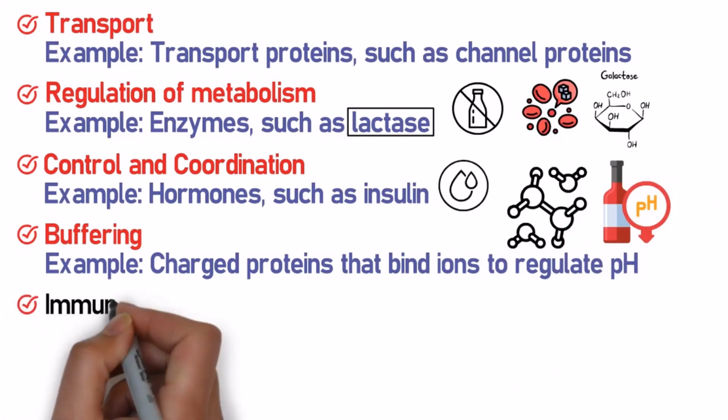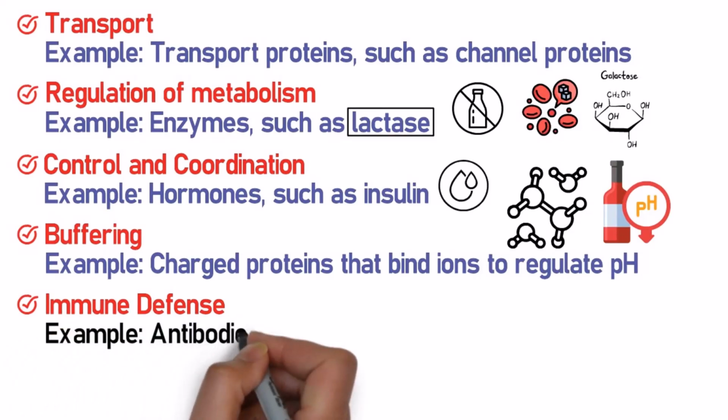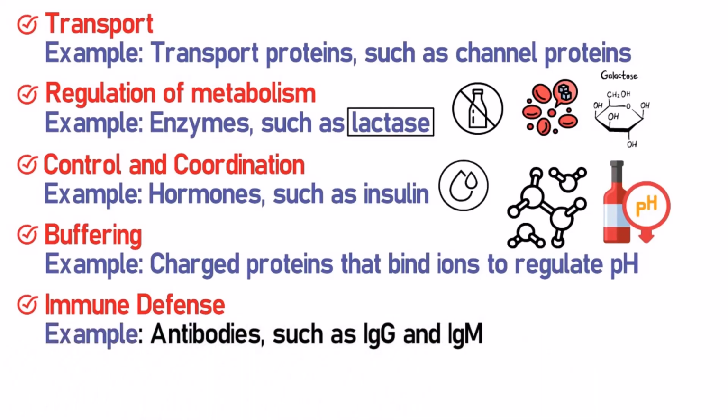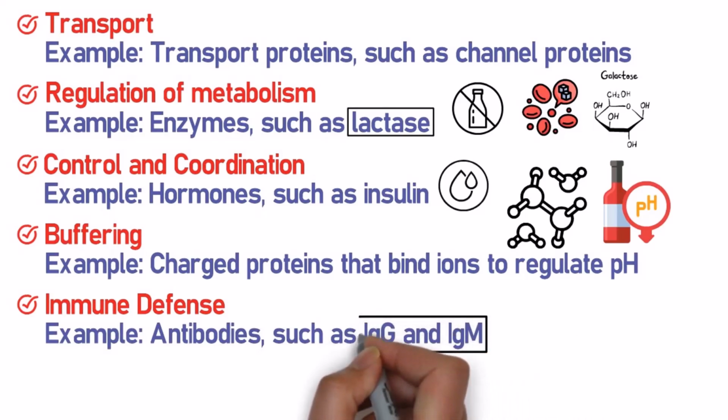By binding acids or bases, proteins can neutralize the blood plasma pH to keep it within the normal range. Lastly, proteins are important for the immune response. Antibodies are proteins that aid in the adaptive immune response needed to target specific pathogens and neutralize them. 2 common antibodies in infections are IgG and IgM.